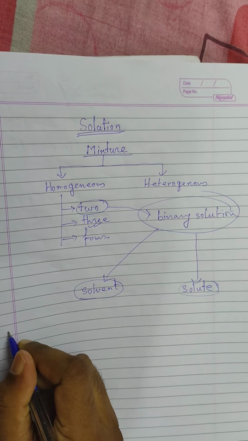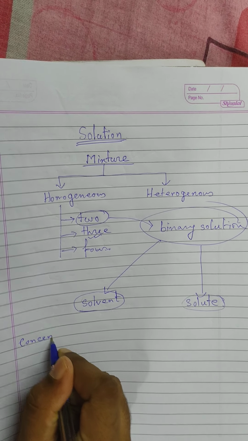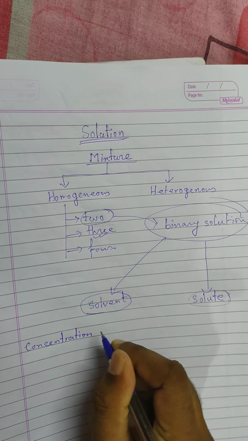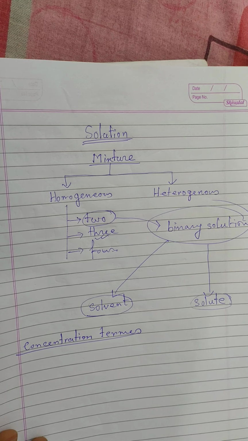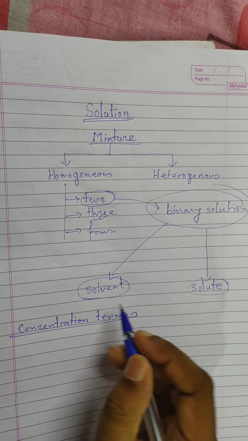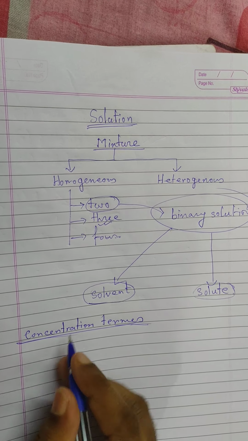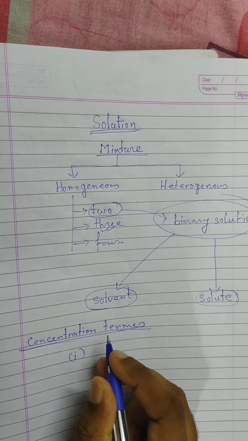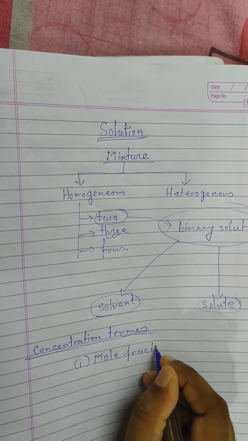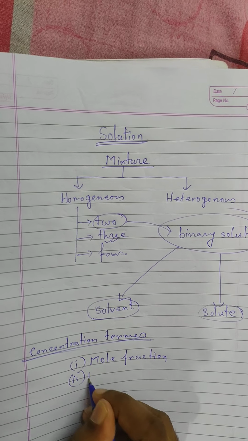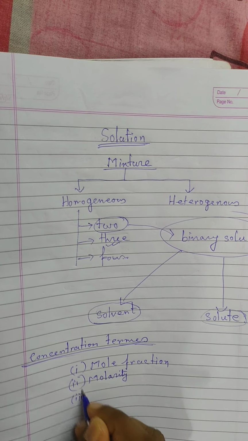Let us come to the next part of this chapter: the concentration terms. Concentration terms are the units by which we can measure the strength or the concentration of a solution. There are many concentration terms, but we will learn the main three: number 1, mole fraction; number 2, molarity; and number 3, molality.